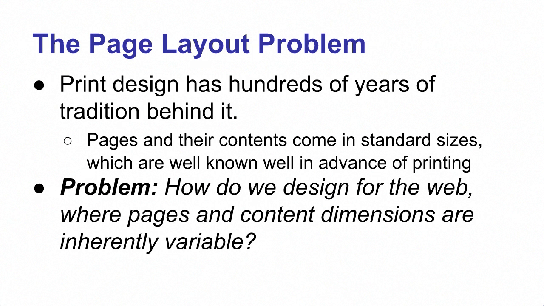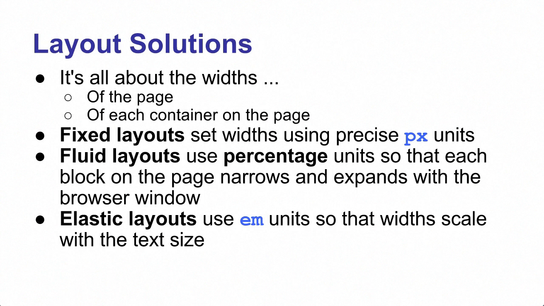So, the web page layout problem is this: how do we design pages to work well without knowing much, if anything, in advance about page and content dimensions? As we learned in chapters 14 and 15, CSS's box models and normal flow rules place heavy emphasis on element width. Thus, it's no surprise that the solutions to the layout problem also come down to how one defines the width of the page and its contents.